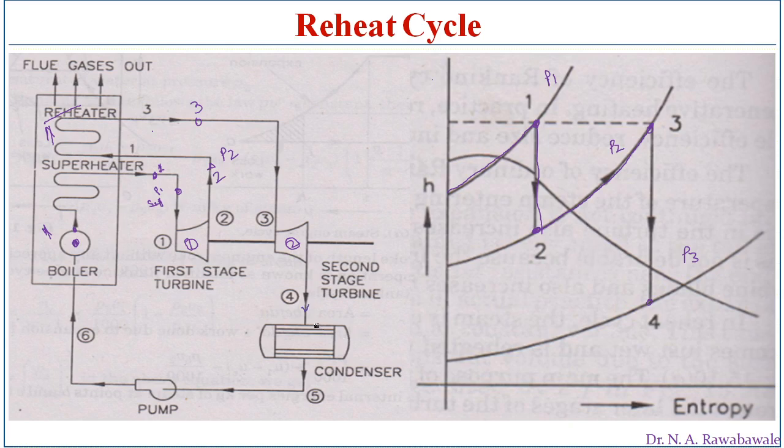Again this condensate is pumped into the boiler. Again this boiler produces steam and that steam is passed into the superheater. This cycle starts to repeat. So this is known as a reheat cycle.